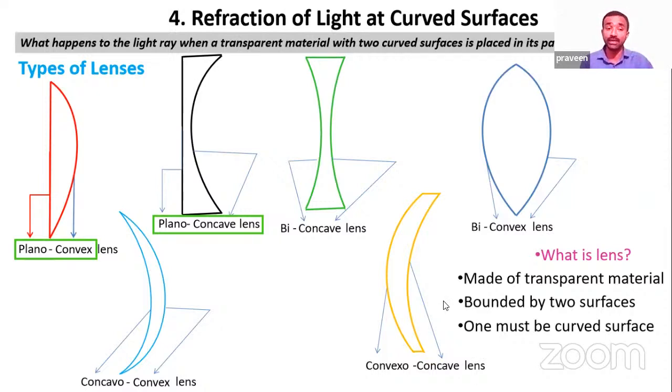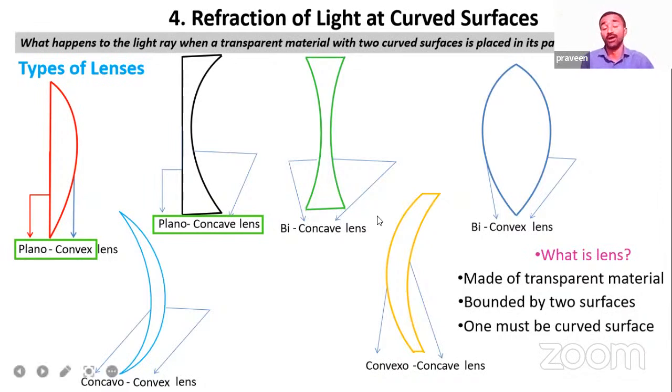We have namely plano-convex lens, plano-concave lens, biconvex lens, biconcave lens, concavo-convex lens, and finally convexo-concave lens. I'm not memorizing any lens. I am just assigning the name of the lens based on its surfaces from left to right. First the left surface and then the right surface. Together, I am assigning the name. So this is about the types of lenses.